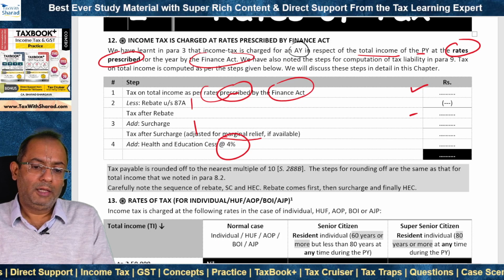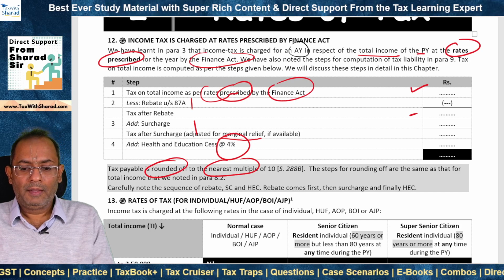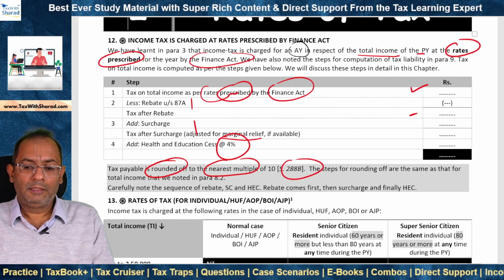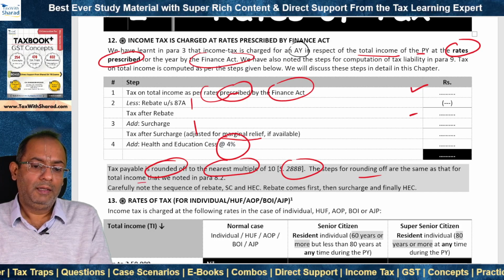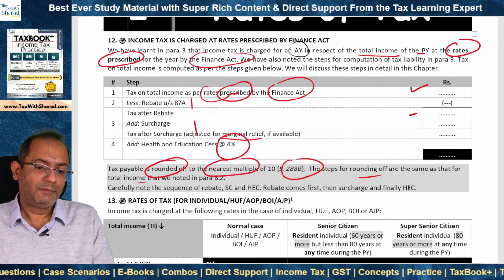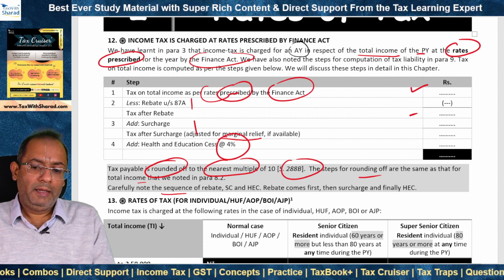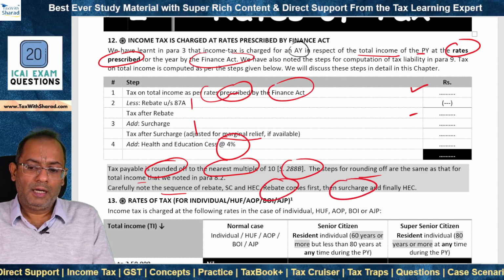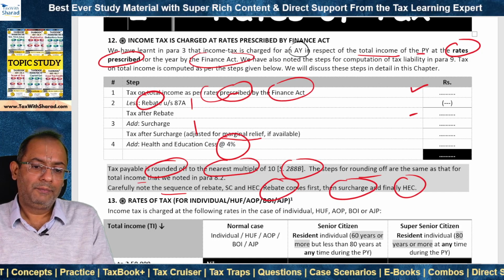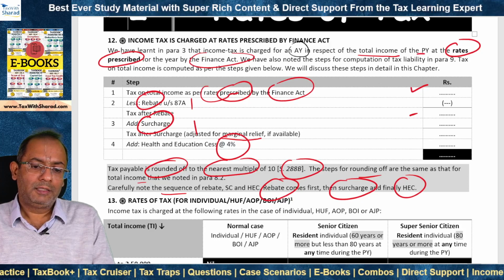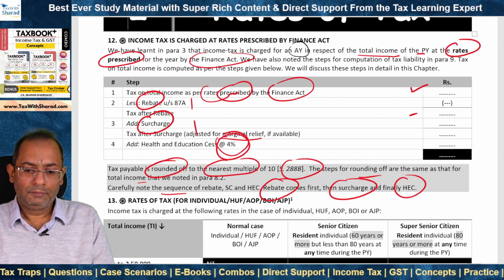And this tax on total income is rounded off to the nearest multiple of rupees 10 as per section 288B. The steps for rounding off are the same as that for total income that we have noted in the previous video on basic concepts. It's important to note the sequence. First comes rebate, and then comes surcharge, and then finally is HEC at 4%. So this is the sequence which we need to note.